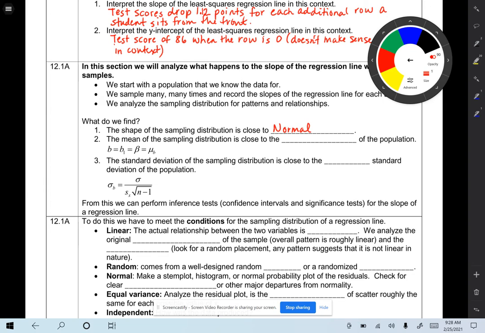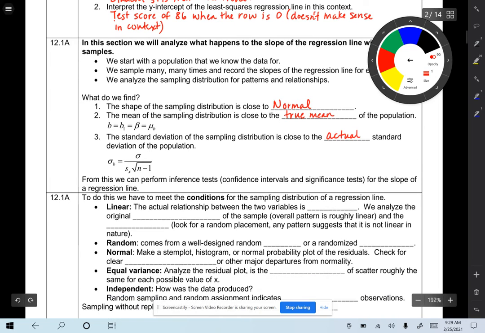The mean of the sampling distribution is close to the true mean of the population. So b is equal to b sub 1, which is equal to beta, which is equal to the mean of the sampling distribution. Okay. The standard deviation of the sampling distribution is close to the actual standard deviation of the population. Okay, given by this equation. From this, we can perform inference tests, which we've been doing since early January. Inference tests are our confidence intervals and significance tests for the slope of a regression line.